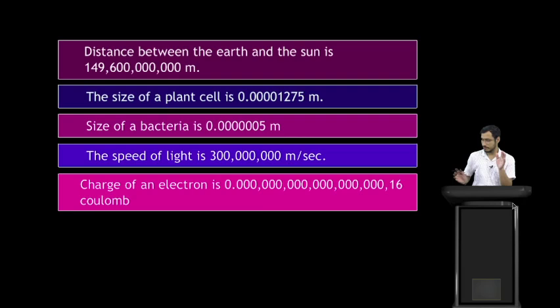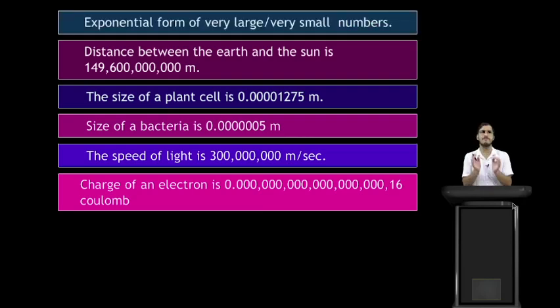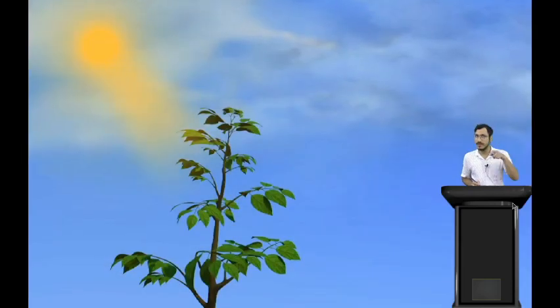So the distance between the sun and earth, the size of the plant cell, the size of bacteria, the speed of light, the charge of an electron: these are exponential forms of very large and very small numbers. We use exponential form for very large numbers and very small numbers as well.